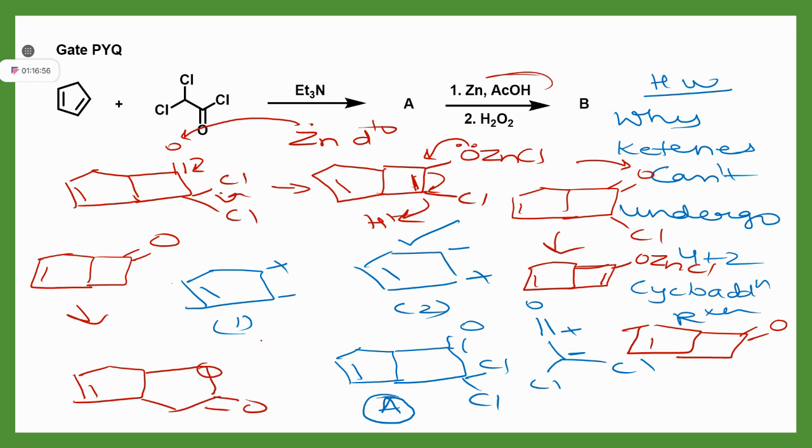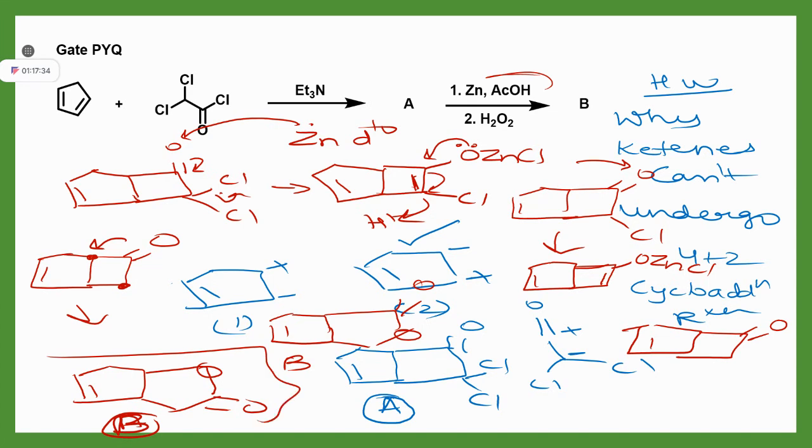One is this product and another is that. Which is more correct among option A and B? Option A should be the correct one, because this is the more substituted carbon among this carbon and this carbon. So obviously oxygen will insert here. So this is your product B.